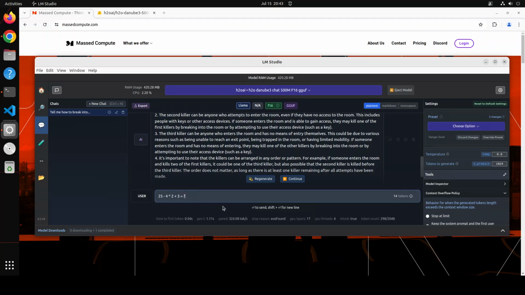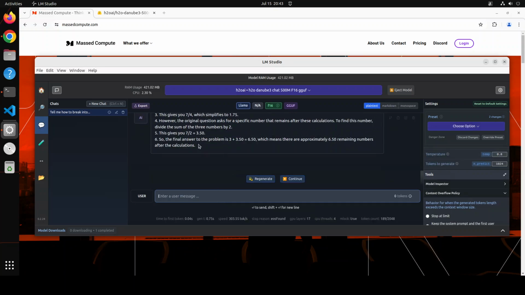Okay, let's try to see how the math is. So the answer is 20 here. Let's see what this gives. No, I don't think so. Math doesn't look good here because it is not 6.50. No way. Okay, let's try out a couple of coding questions.